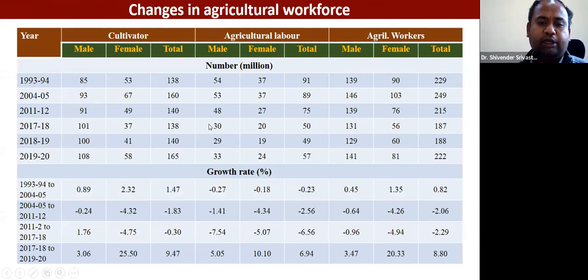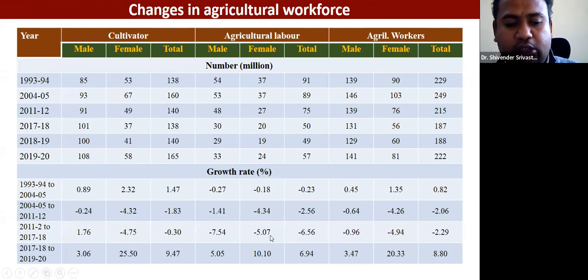So in the recent period also, you can see I have estimated the number of cultivators, laborers and other things. You can see that cultivators have declined, but the rate of decline between 2004 and 2011 and between 2011 and 2017 has decelerated. It means that of course the cultivators are leaving agriculture, but their rate of withdrawal has reduced between 2011-12 and 2017-18. So can we say that now the withdrawal trend is decelerating?